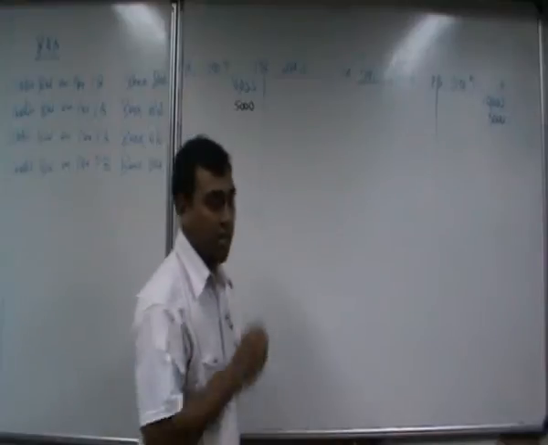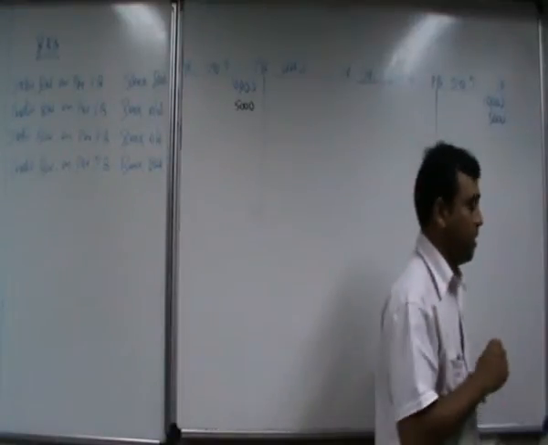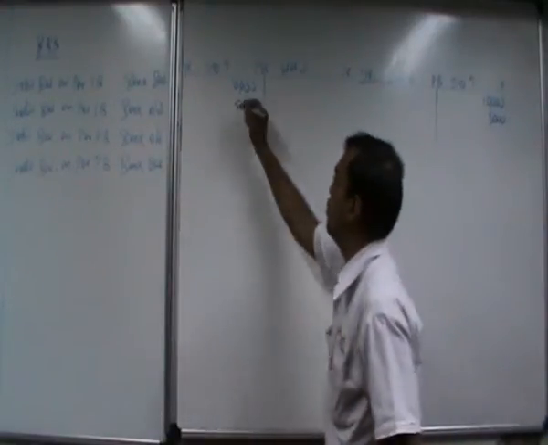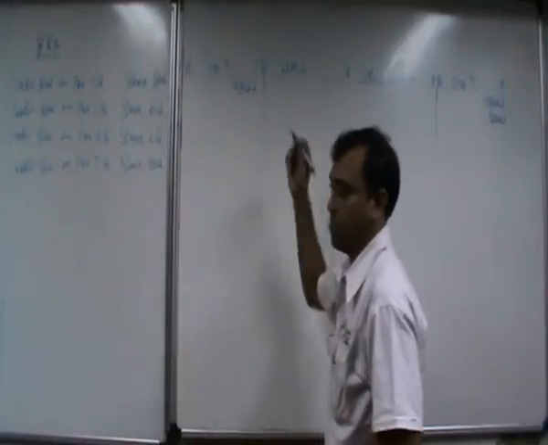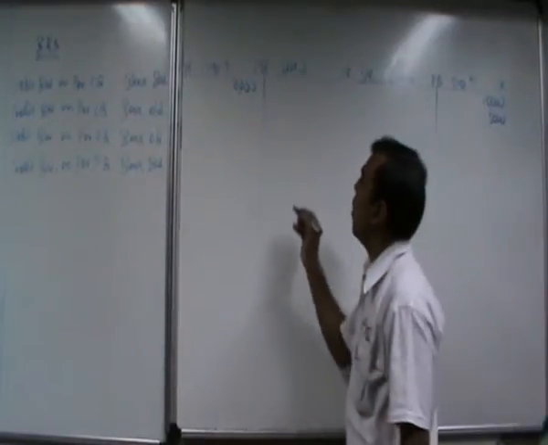Are you getting this? Just to give you an example. Suppose, as I told you, there is a 5,000 rupees entry. Initially it is 10,000 rupees.